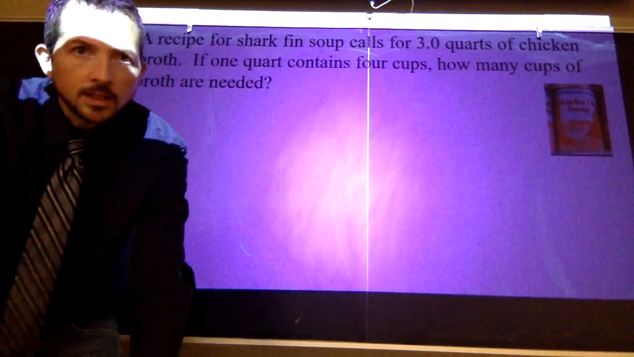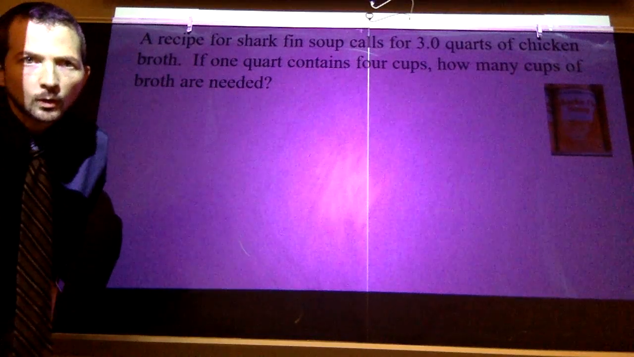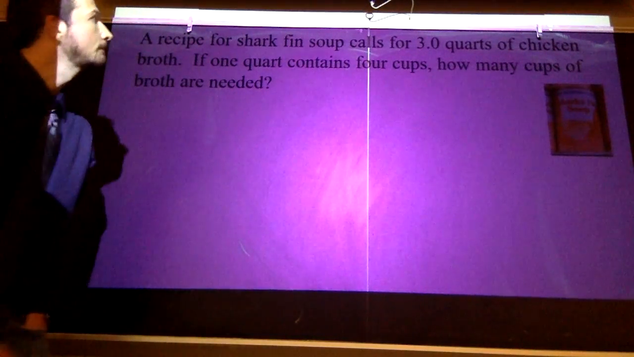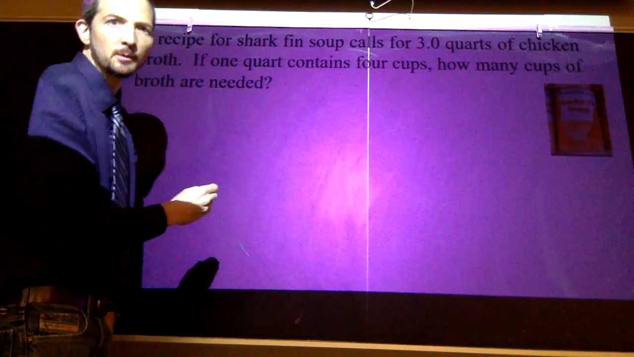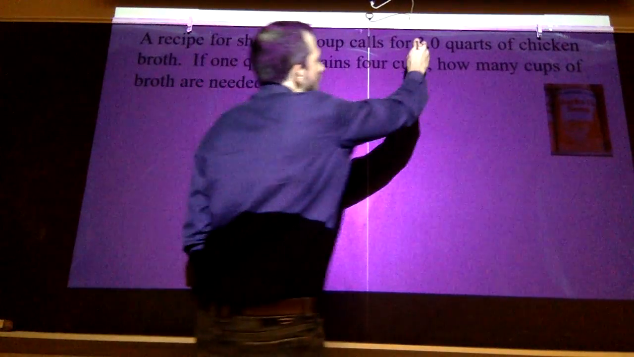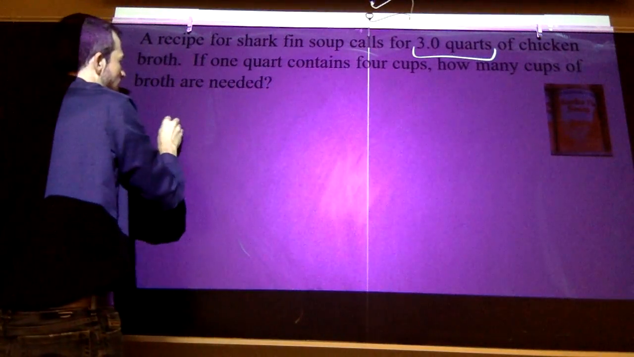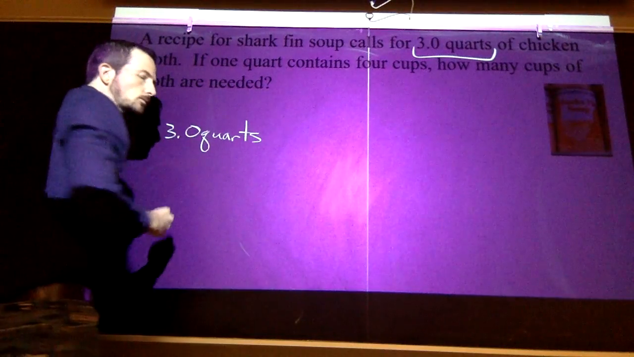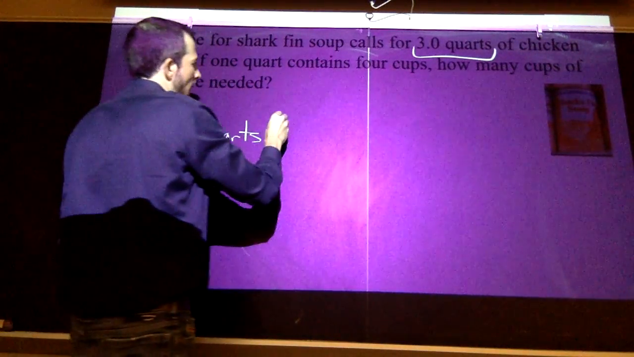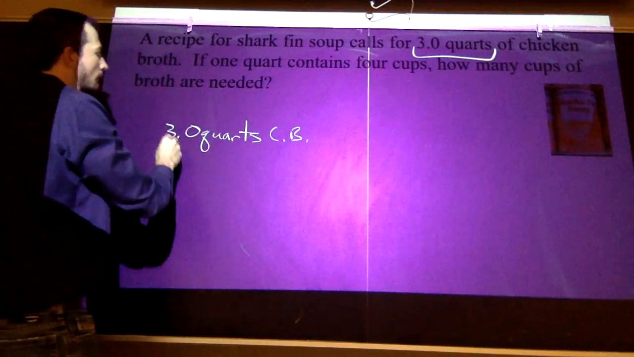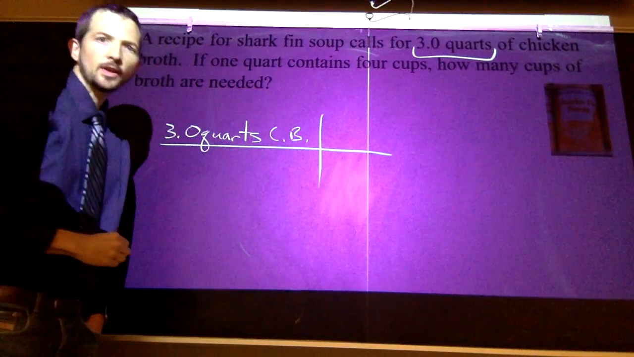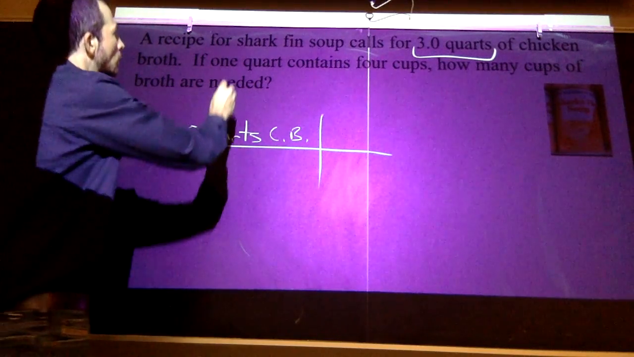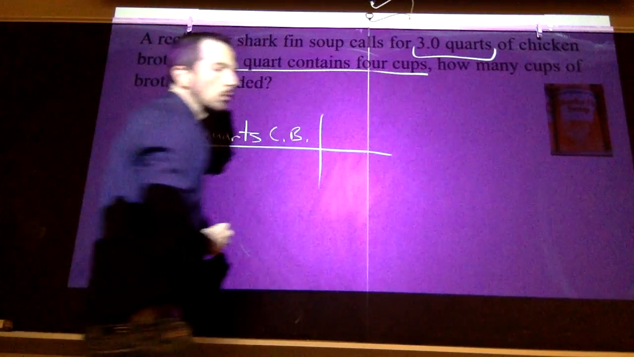Okay. First question. It says a recipe for shark fin soup calls for 3 quarts of chicken broth. If 1 quart contains 4 cups, how many cups of broth are needed? So I'm going to write down my measurement first thing. So my measurement is 3 quarts. And you could put chicken broth here. I'll put CB, chicken broth. So that's my measurement.